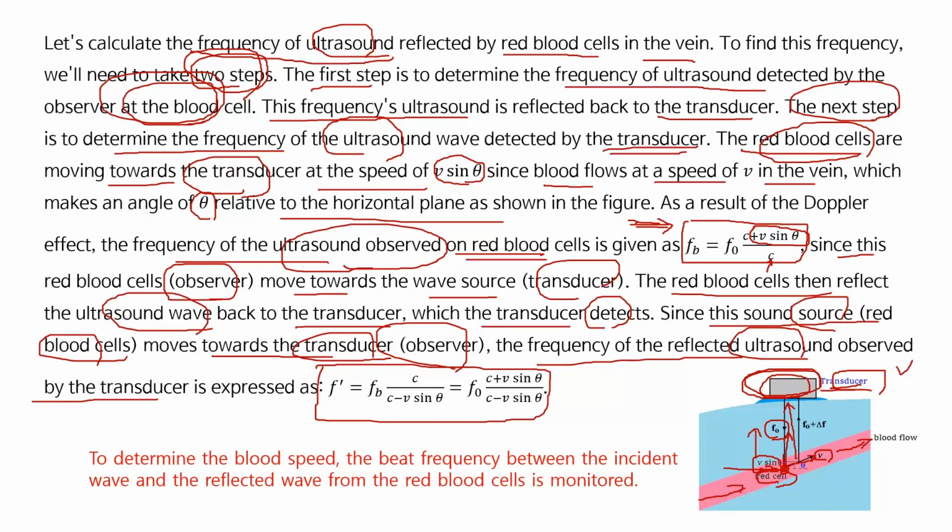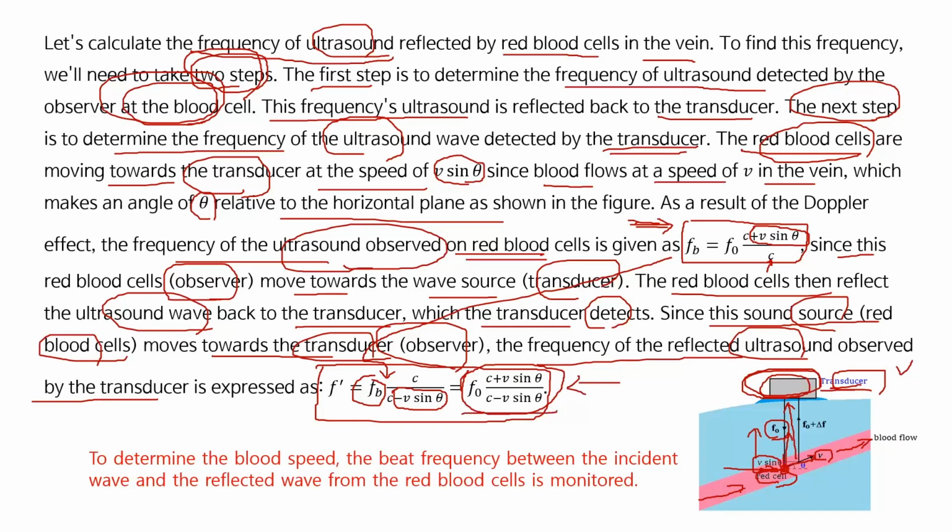Now, the source is moving toward the observer, so we have to subtract v sin theta in the denominator, and Fv is already obtained, so we can put it here. Then finally we have this frequency, which is observed by the transducer.